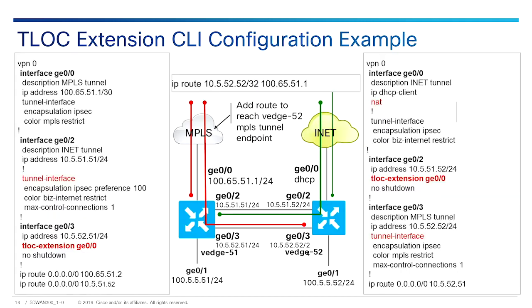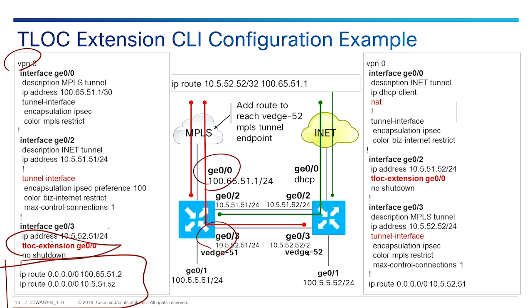And here's what that looks like on the CLI. We have our VPN 0 interfaces, they're all VPN 0. Here are our static routes that we're going to be using, and here's our TLOC extension. So this gig 03, I'm going to show you as an example, is a TLOC extension of gig 00. So this is local. These aren't separate things. Gig 02 is a tunnel interface.